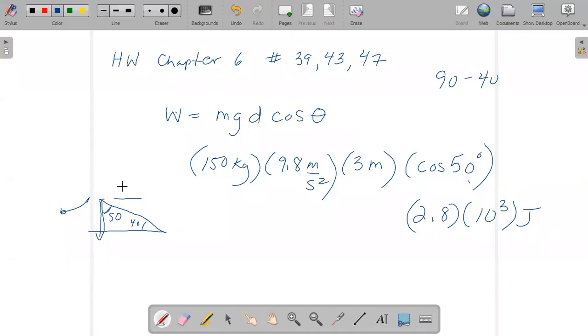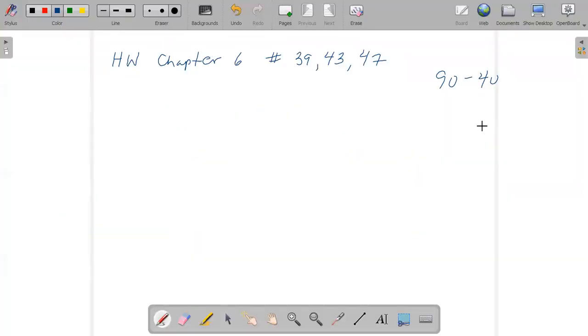And here's the free body diagram for the gravity goes this way. This angle's 40, that's 50. Yeah, a little confusing. The cos 50 is the same as sine 40, which is what is used to solve the next one.